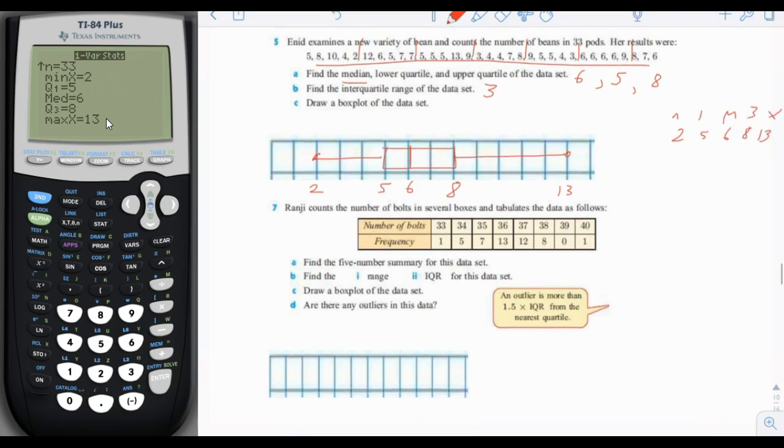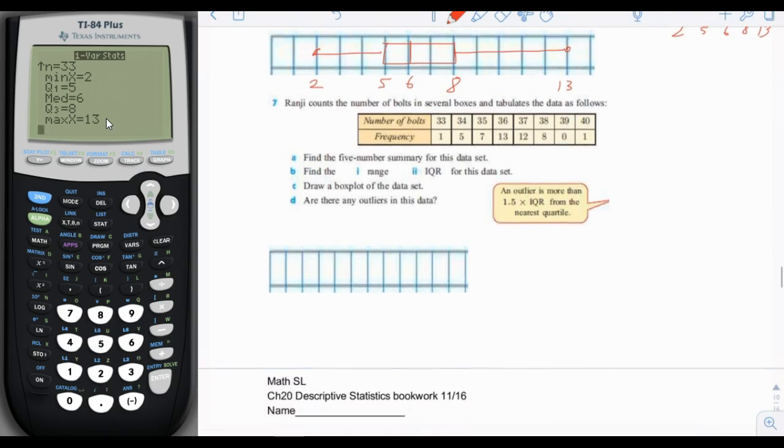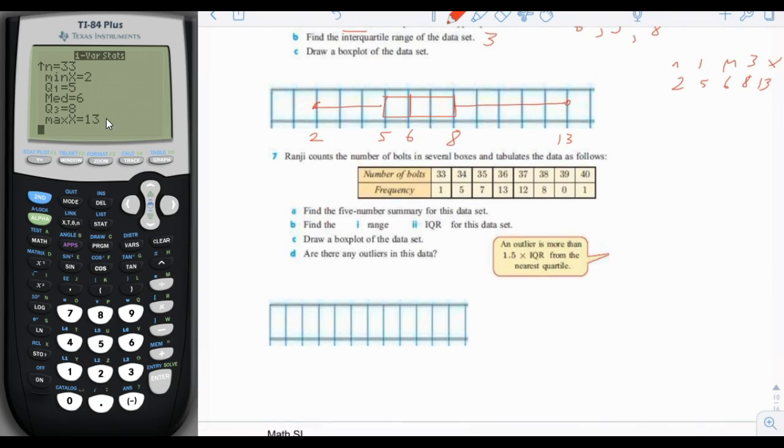Okay. Last one for this section. Ranji counts the number of bolts in several boxes, tabulates the data as follows. Find the 5-number summary. We'll go ahead and put that in the calculator, and I'll be right back.